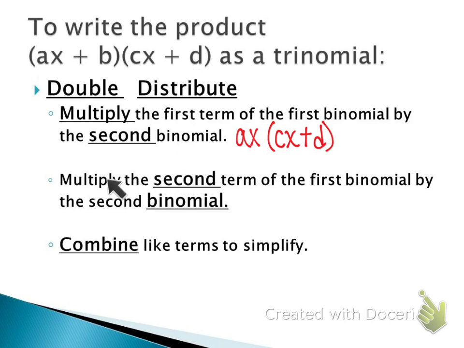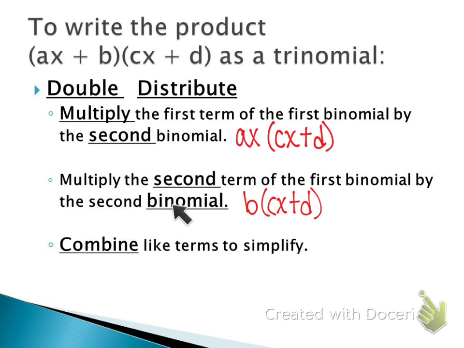Then it says I would also multiply the second term of the first binomial. What's the second term of the first binomial? B. And multiply that by the second binomial. So what is the second binomial? One person said it softly. The cx plus d. That same one that we used up here. It still says the second binomial. Same thing both times in the back.